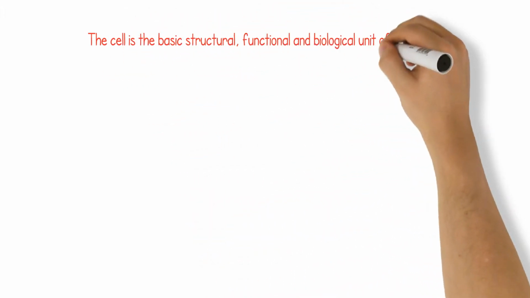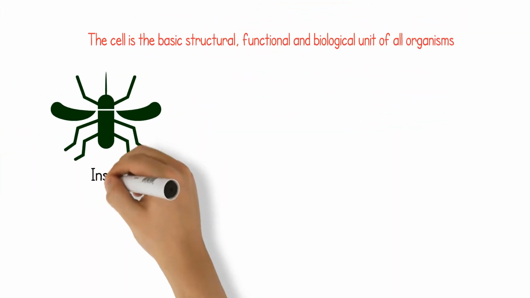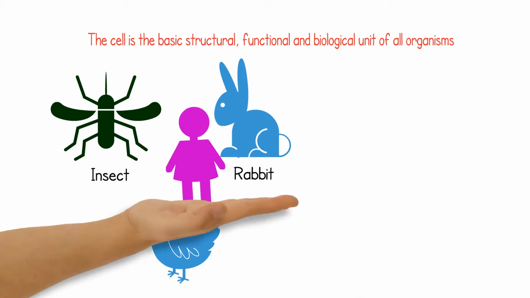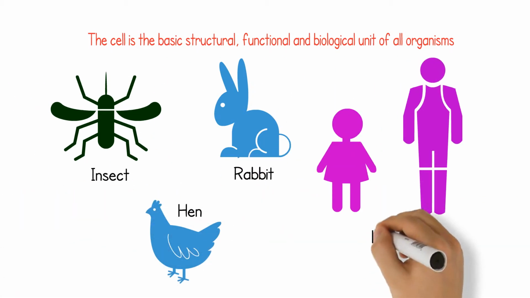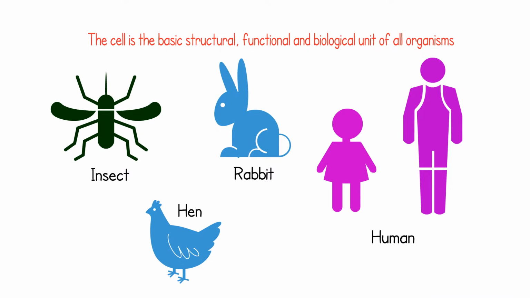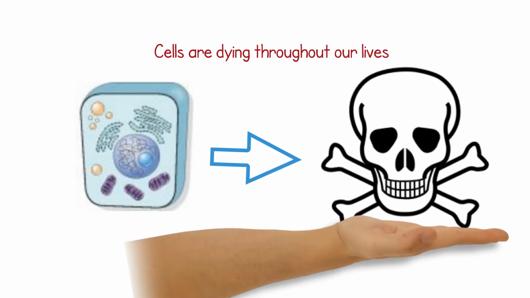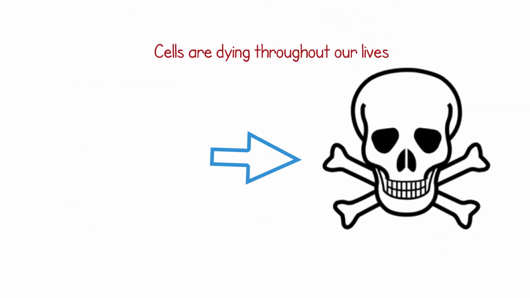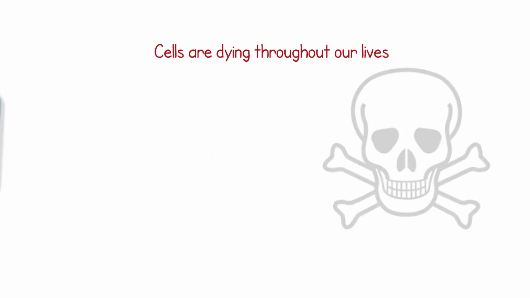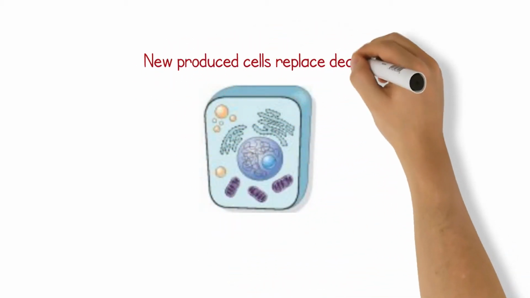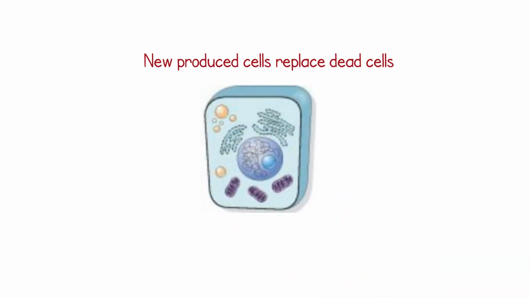The cell is the basic structural, functional, and biological unit of all organisms. It exists in different animals and plants to maintain their lives, especially in us human beings. However, around 100 million cells die every minute in different organs or tissues of the human body throughout our lives. Fortunately, around 100 million cells divide to replace those dead cells in the same minute.